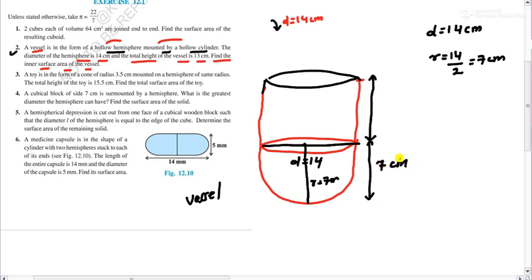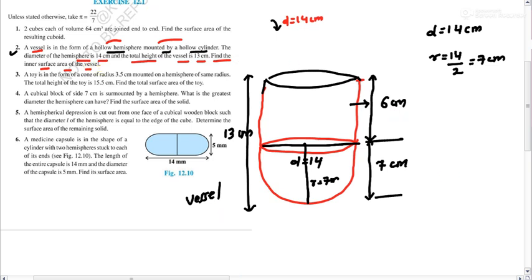This is 7 centimeter. Now they have given, and the total height of vessel is 13. It means from here to here it is 13 centimeter, right? Now if till here it's 7, what will be this part? It's 6 centimeter, correct? It means height of cylinder is 6. Got it? Because this part is 7. Now they have asked, find the inner surface area of the vessel.